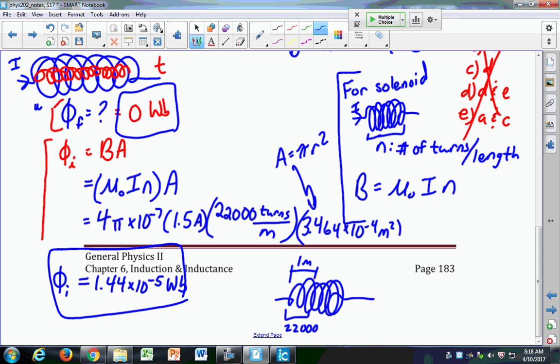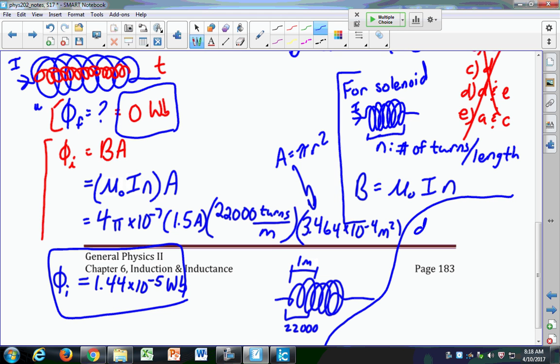change in flux. Let's see if I can get back to my page here yet. No, I'll just do it here. I'm gonna go over here to the side. Sorry guys, I don't know where my next page is. It's there. It's just not letting me get to it.